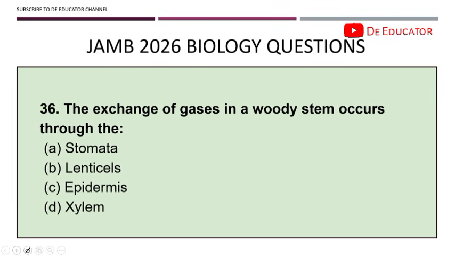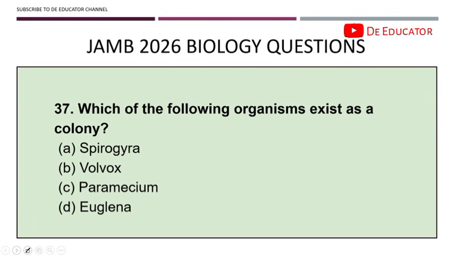Now, you should take note that exchange of gases occurs in stomata and lenticel cells. When you see exchange of gases in plants, think stomata and lenticels. In woody stems, it is carried out by lenticels. Okay, lenticels carry it out in the woody stem. 37. Which of the following organisms exists as a colony?